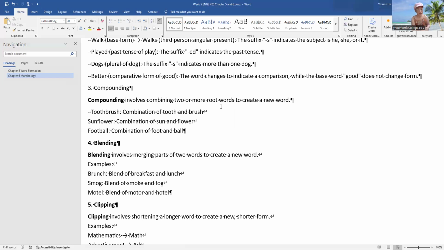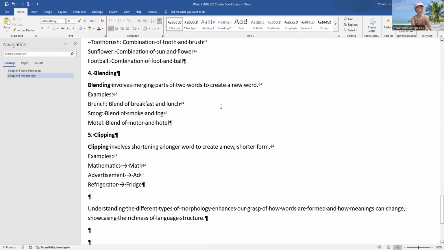Blending, we did this already, didn't we? Yeah, but it's good to review. It involves merging parts of two words to create a new word. The example I gave above was a blend of breakfast and lunch, brunch. A blend of smoke and fog, smog. A blend of motor and hotel, motel.